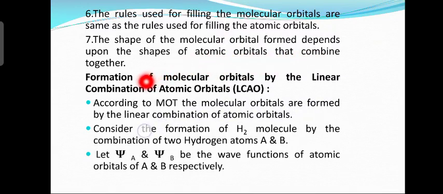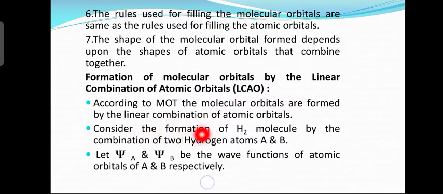Alright. Now, let us move to the linear combination of atomic orbitals. How are molecular orbitals formed by the linear combination of atomic orbitals? First point: according to molecular orbital theory, MOT, the molecular orbitals are formed by the linear combination of atomic orbitals. You know that molecular orbitals are formed by the linear combination of atomic orbitals, right? That is the first point.